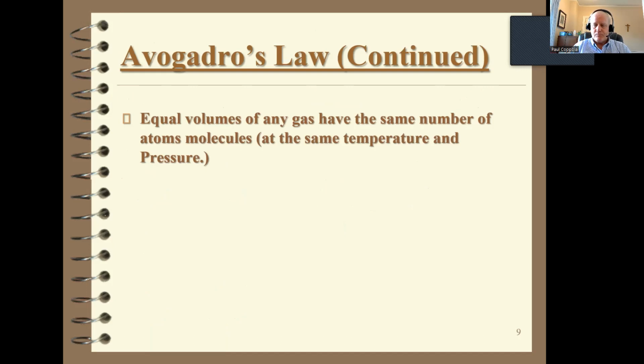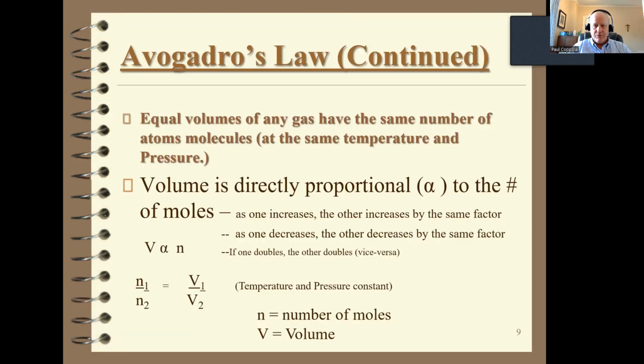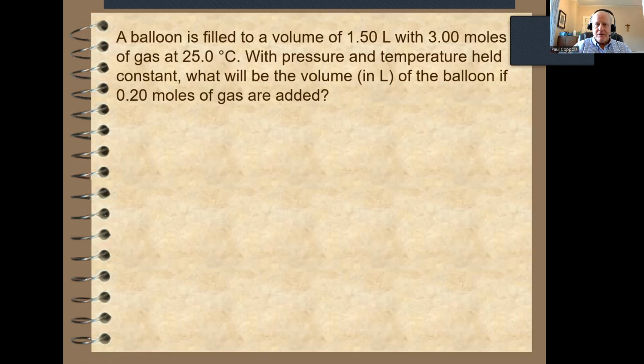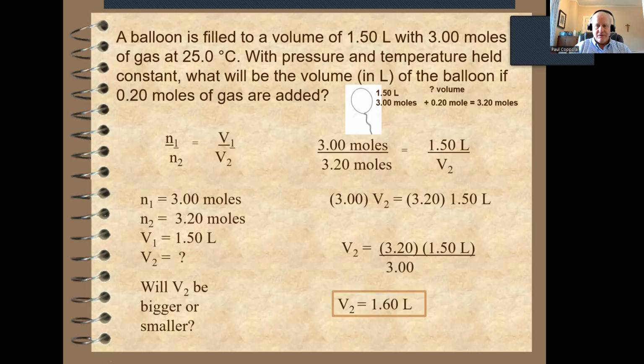Okay, 9. So here I show you the equation that represents Avogadro's law. N1 is to N2 as V1 is to V2. And N1, of course, is the number of moles, and V is the volume. Okay, then slide 10 is a problem. I'm not going to go over it now, but you should review that, make sure you understand it, okay? How to use this N1 is to N2 as V1 is to V2.